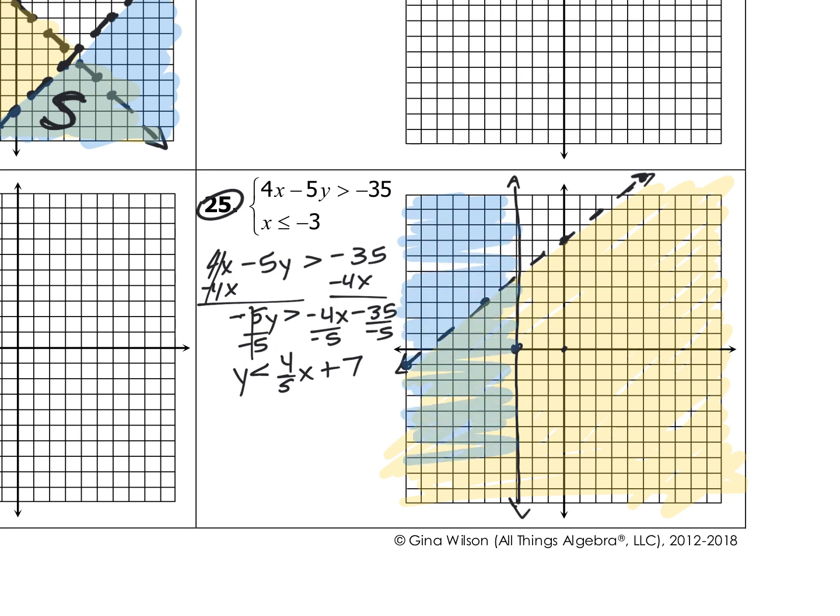Okay, and the place where the shading overlaps is the place where the solutions are to the system of equations, to both equations. Okay, so the solutions are right in here.